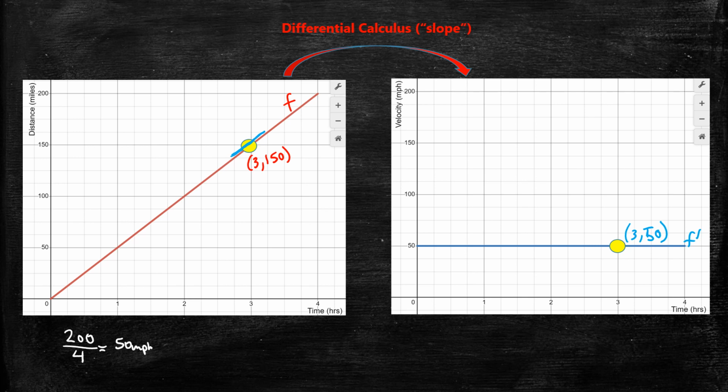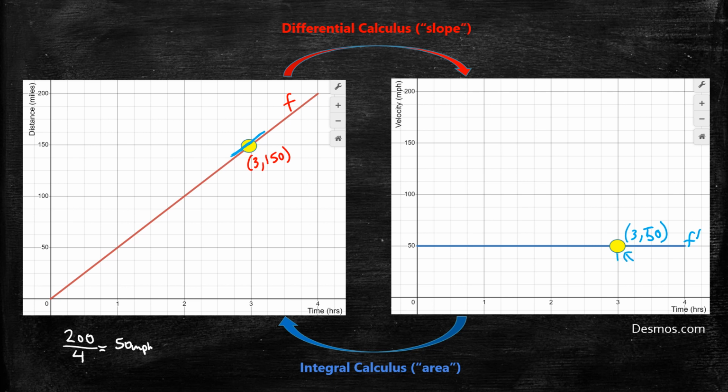And now the second half is all about going in the reverse direction. And this is known as integral calculus, and it has everything to do with area. Now, does area play into this? Well, yes. From this point here, you know that at 3 hours, you're going 50 miles an hour.